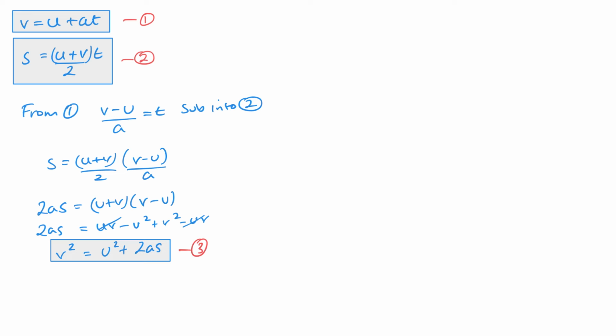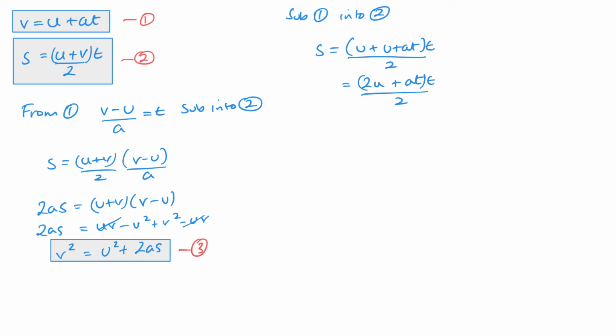Now, if we look at s equals ut plus a half at squared, there's no v. So that means we want to substitute equation 1 straight into equation 2. s equals u plus at times by t divided by 2. So you can see now, if I just add these two together, I get 2u. I got at times t. I'll just put it like this first of all, shall we? So now I've got 2u times by t divided by 2. So it's going to be ut plus, and this one now is at squared.